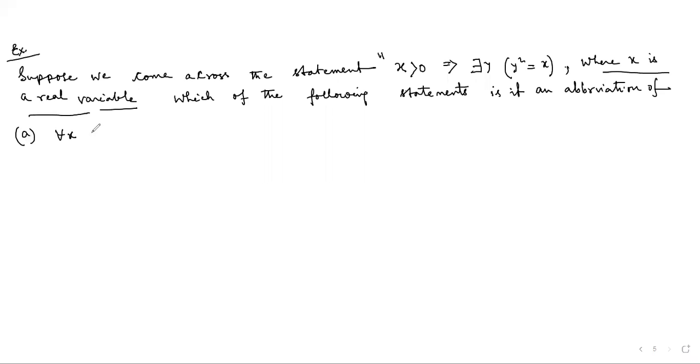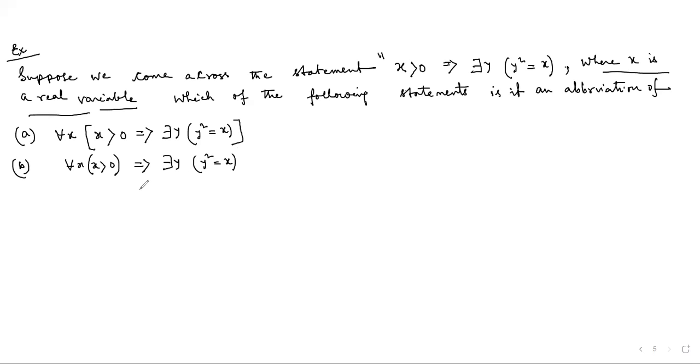For example, I'm writing A: for all x greater than 0 implies there exists y such that y square equal to x. Then B: for all x greater than 0 implies there exists y square equal to x. Number C: for all x greater than 0 and for all x there exists y square equal to x.